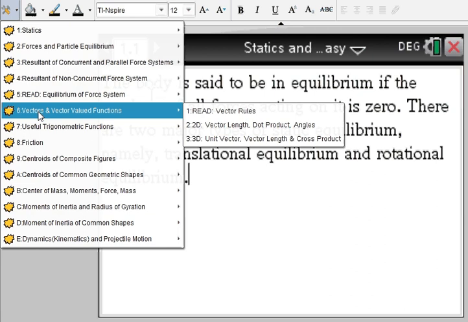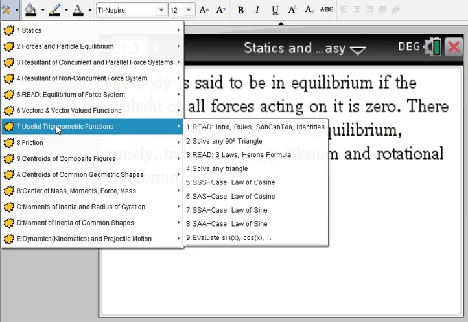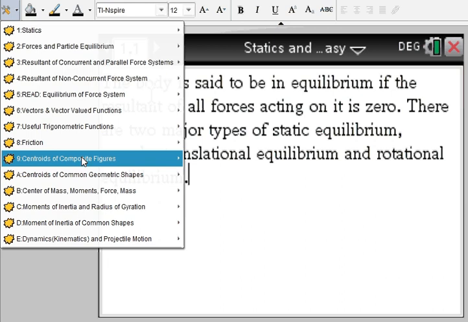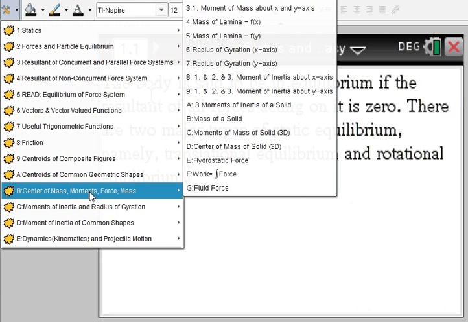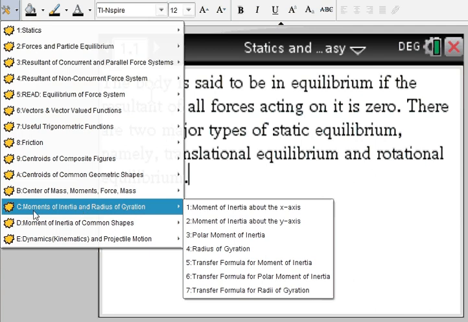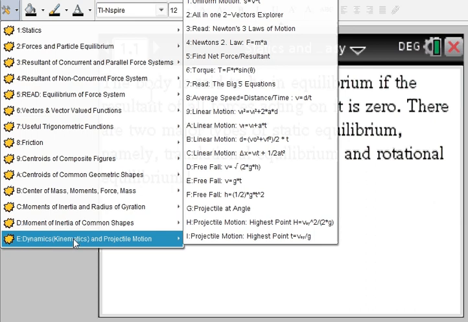Of course, mostly there are computations in this app. We also have anything related to vectors for you, and a bunch of trigonometric functions that are very useful when dealing with statics. Friction, centroids of composite figures and of common geometric shapes, center of mass, moments, force mass, radius of gyration, moments of inertia, common shapes, and then last but not least, we have dynamics for you: kinematics and projectile motion, projectile at an angle, linear motion, Newton's laws, torque, the big five equations, and everything pertaining to kinematics.